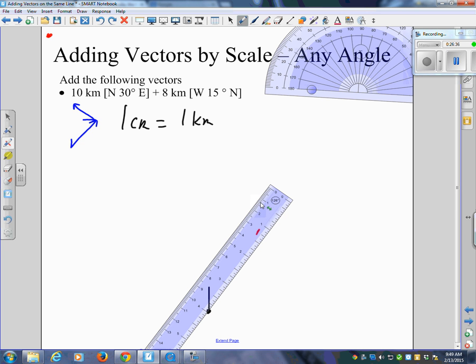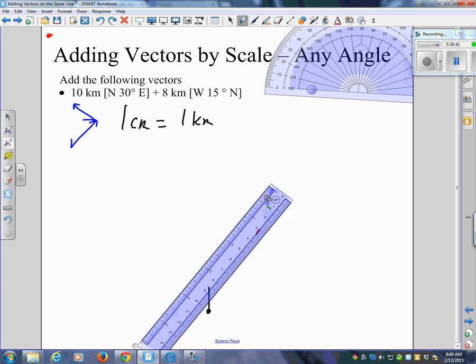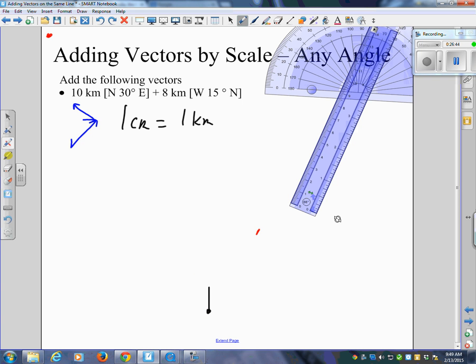Come on, you. No, I didn't want that. Where's the rotate thing? There we go. Oh, it's rotating from this way. Okay.